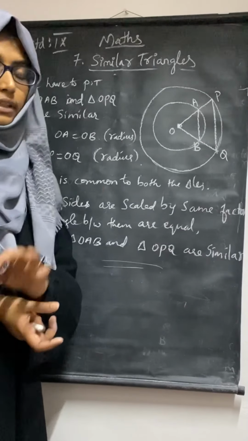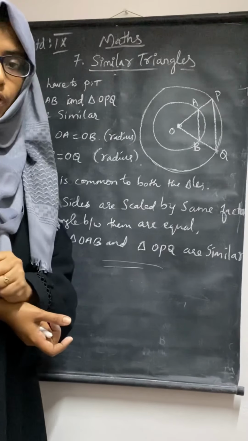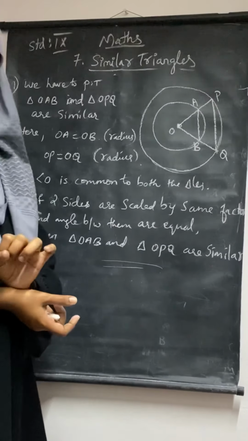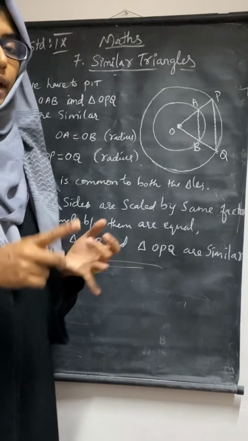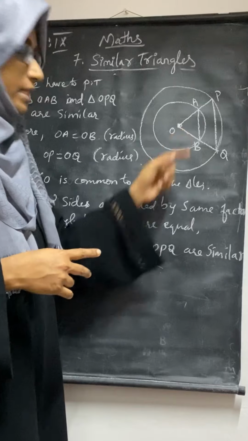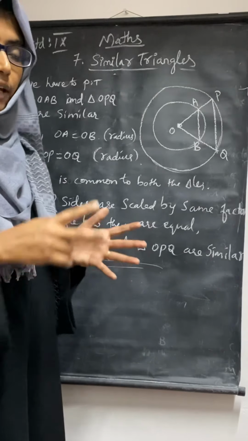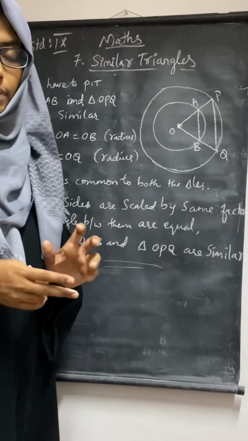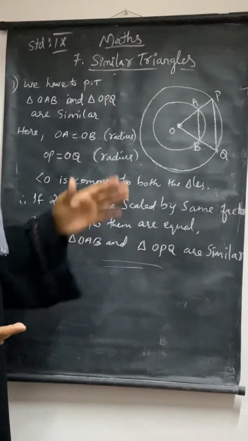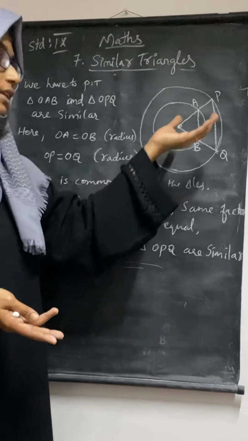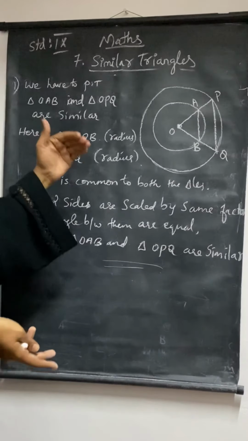So we have learned three conditions. How the triangles will be similar. First condition what? If all the three angles are equal, we can say these two triangles are similar. Second condition is what? If all the three sides are scaled by same factor, then they are similar. What is the third condition? If the two sides are scaled by same factor and angle between them are equal, then it is similar. So any one of the conditions, whether you can see here or not, you have to see. That is a proof we have to do.